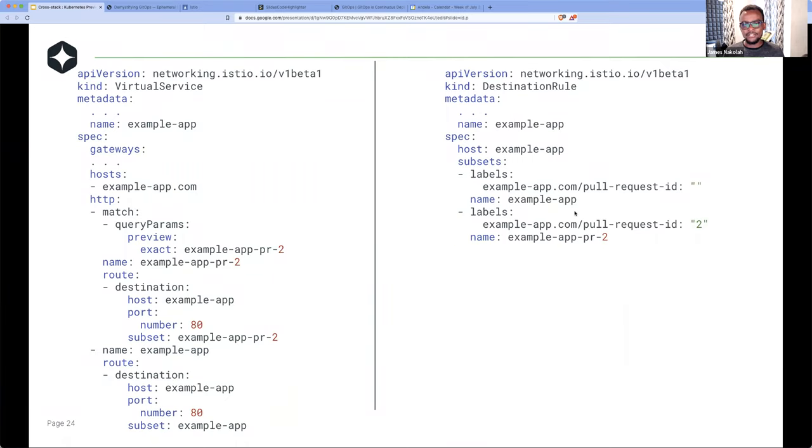Then the destination rule is where all the magic happens. So we just set this subset here, and the subset says that example app PR2 should be all the pods that have a pull request ID 2. So that is just using a custom label. That's why I have namespaced it under example app.com. Yeah, so I think there is just a slight learning curve there, but we can proceed.